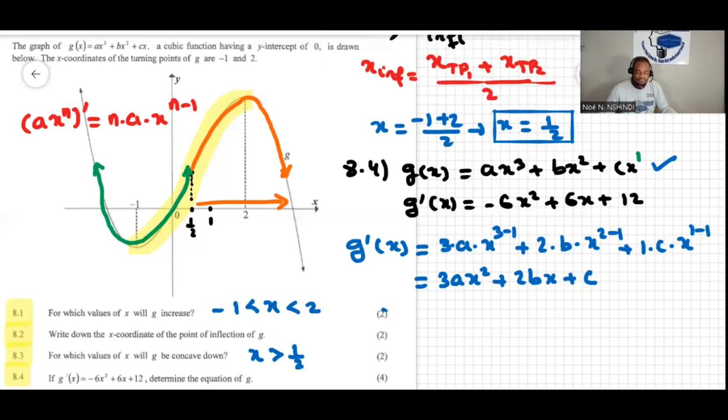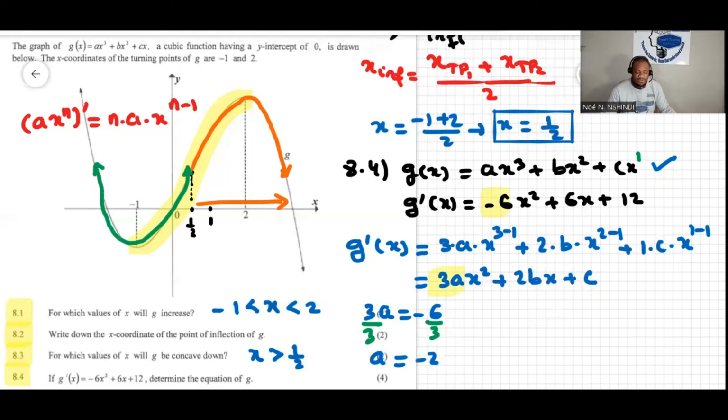I was saying this negative 6 here is just equal to 3a. So this means I'm going to write here 3a equal to negative 6. If I need to find a, I can just divide both sides by 3, and then we get a equal to negative 2.